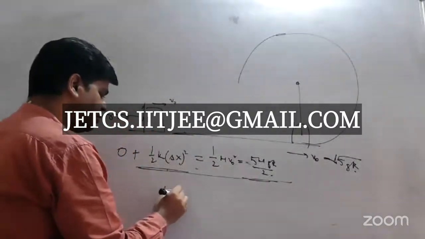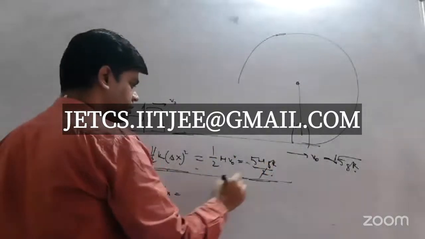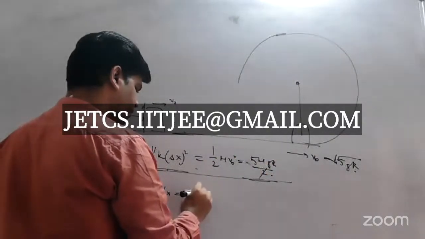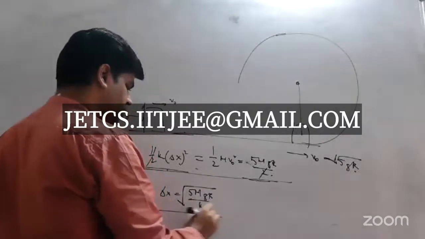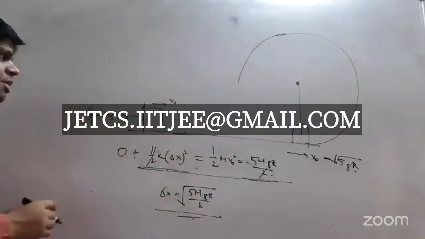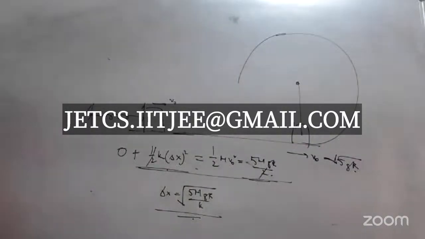I'll get delta x is equal to, half gets cancelled out, root of 5 mgr by k. So that should be the compression in the spring for it to complete the circle. There is no dissipation of energy here. All right.